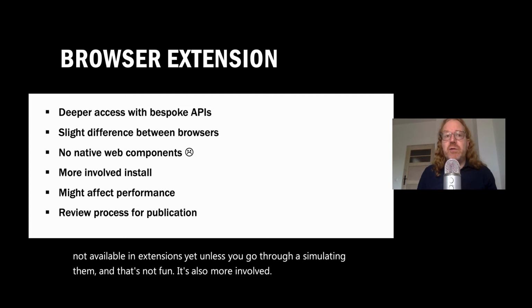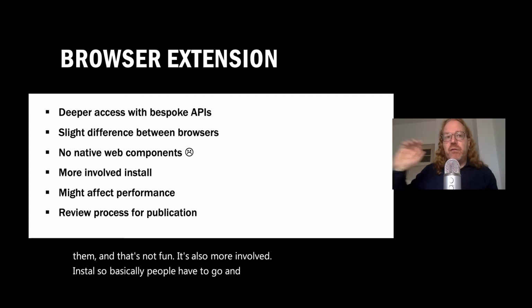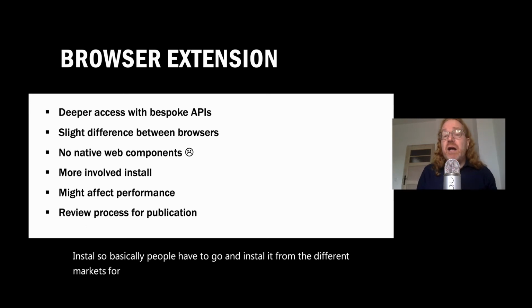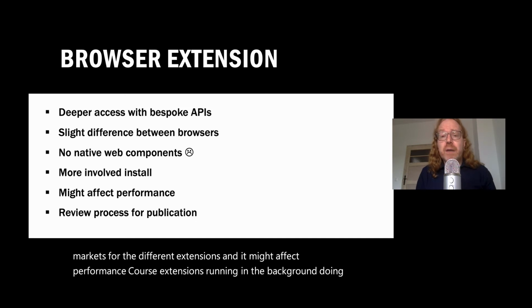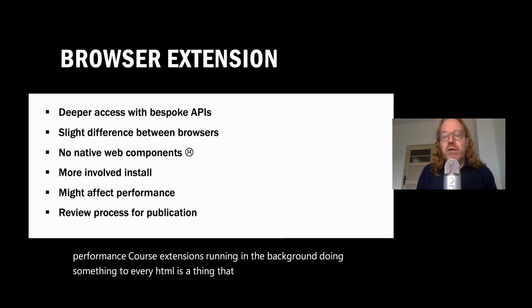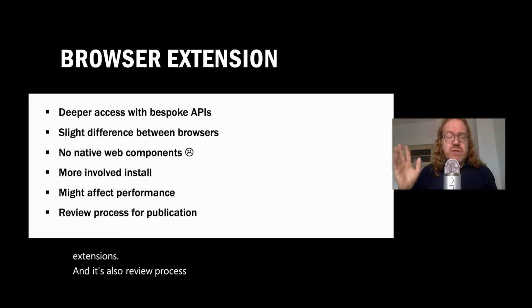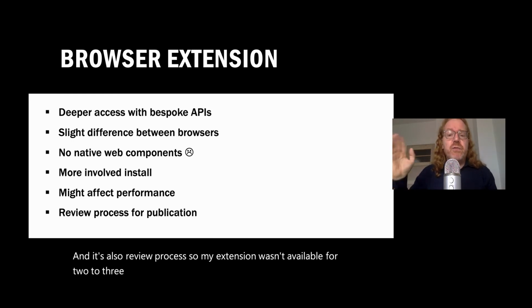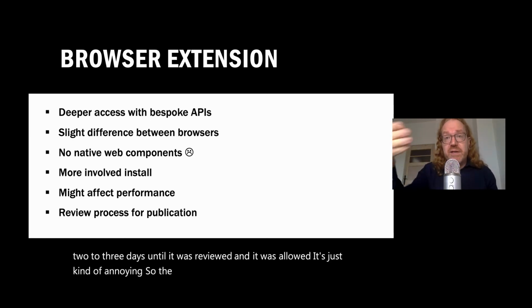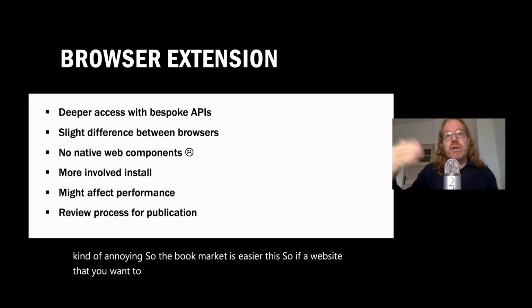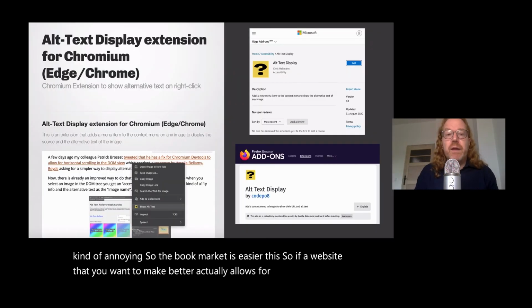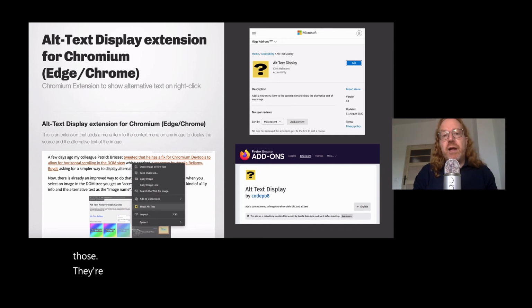So basically people have to go and install it from the different markets for the different extensions. And it might affect performance because extensions running in the background doing something to every HTML is a thing that slows down your browser. A lot of performance issues we have in browsers are because of extensions. And there's also a review process. So my extension wasn't available for 2 to 3 days until it was reviewed and allowed. It's just kind of annoying. So the Bookmarklet is easier. If a website that you want to make better actually allows for bookmarklets, use those. They're now available in the market, so you can play with the extensions there.